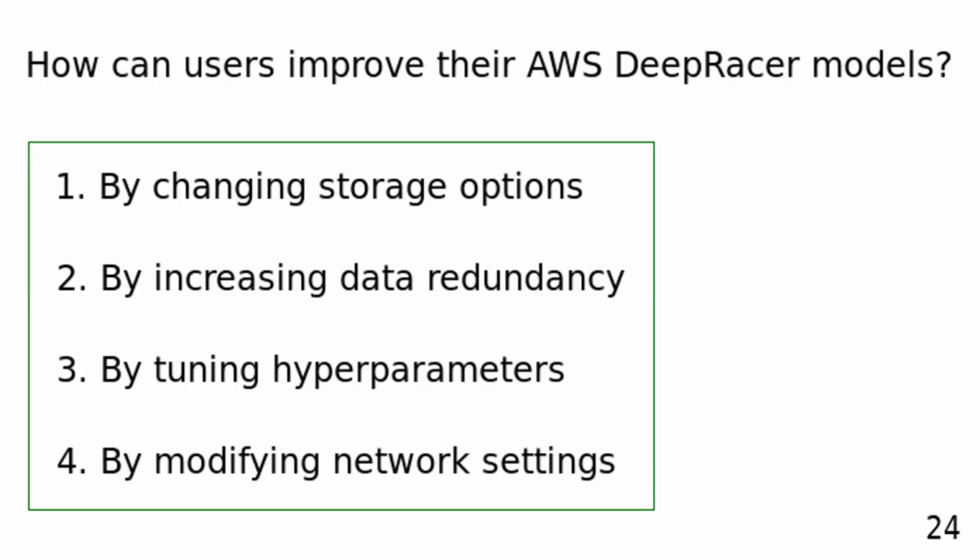How can users improve their AWS DeepRacer models? By changing storage options. By increasing data redundancy. By tuning hyperparameters. By modifying network settings.